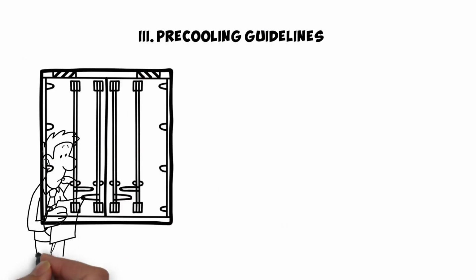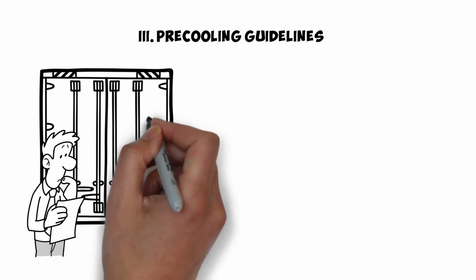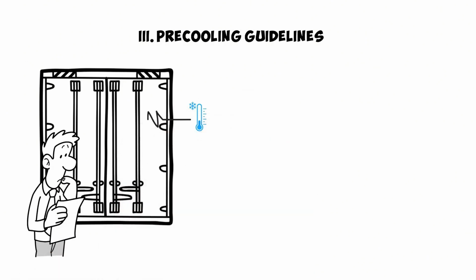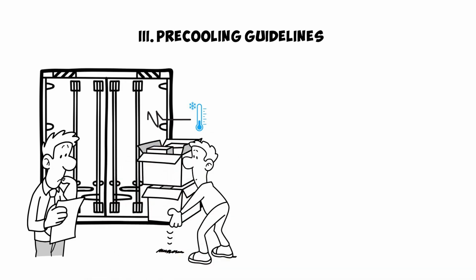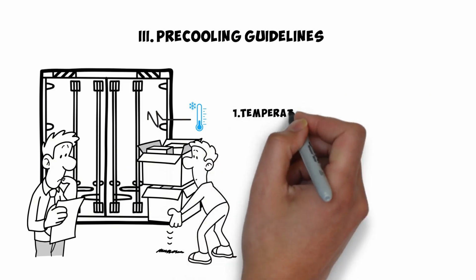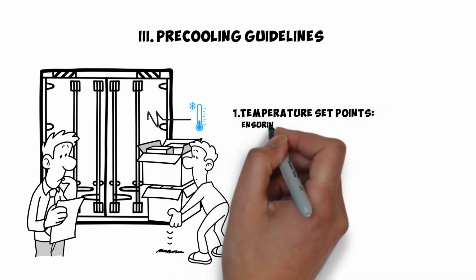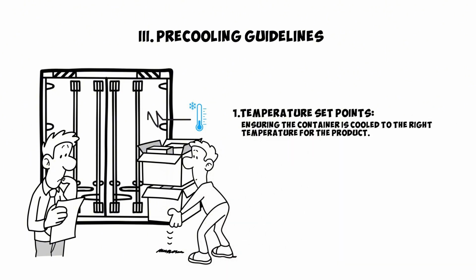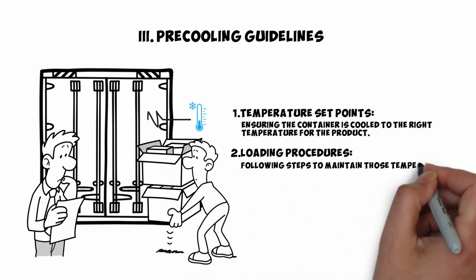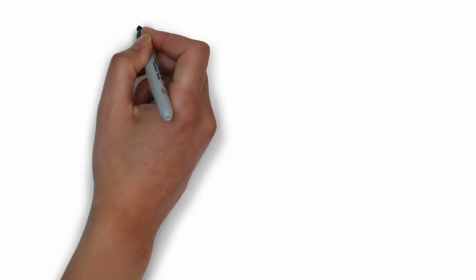Third, pre-cooling guidelines. Once the trailer is inspected and determined acceptable for product loading, the next step in the loading process is to determine that the trailer has been pre-cooled to accommodate temperature-controlled product. Pre-cooling is critical to maintaining food safety and product quality. There are two main components. Temperature set points, ensuring the container is cooled to the right temperature for the product. Loading procedures, following steps to maintain those temperatures during loading.